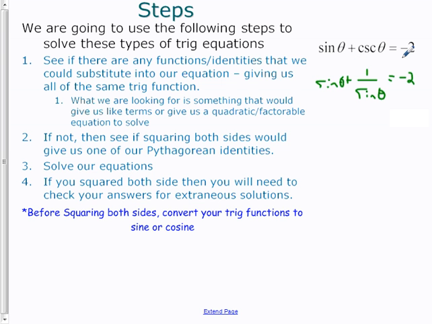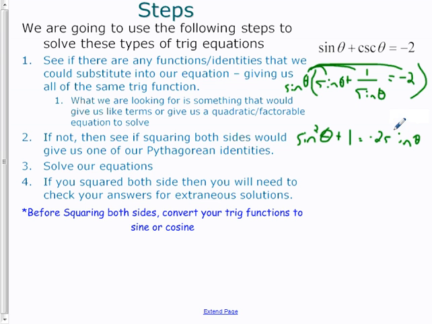In this case, here we have all common terms. We don't want to solve for a function in the bottom of a fraction. I want to multiply everything by sine. So I'm going to multiply it to this, to that, and to the negative 2, because I want to get rid of the sine in the denominator. So then we have sine of theta squared plus 1 equals negative 2 sine.